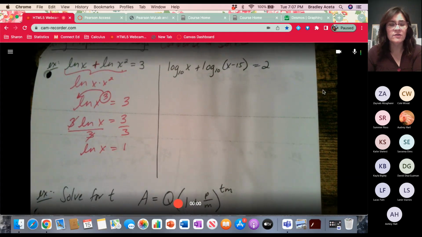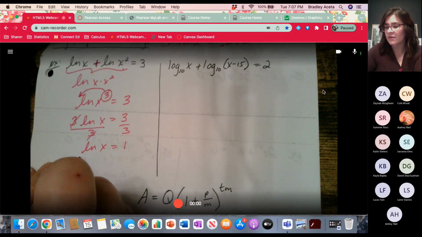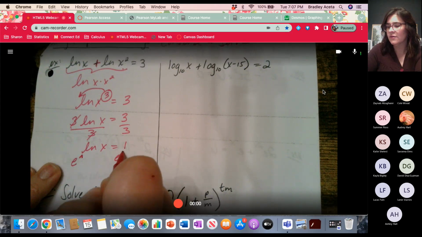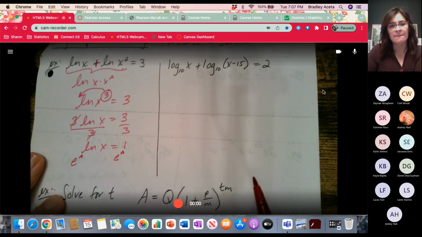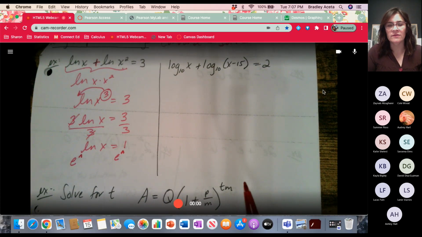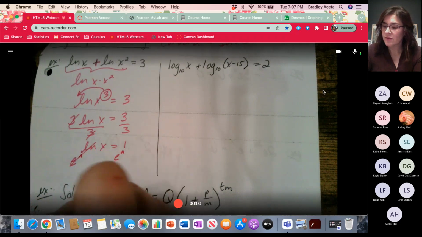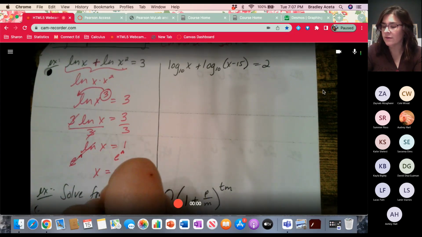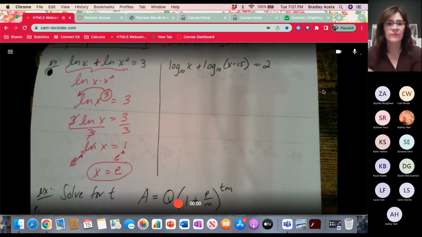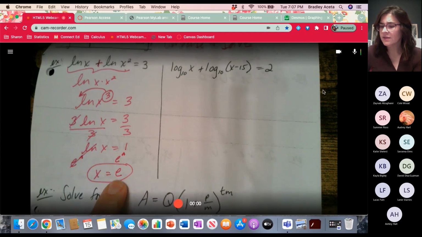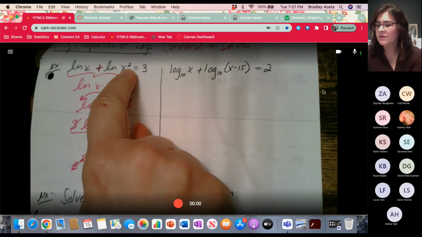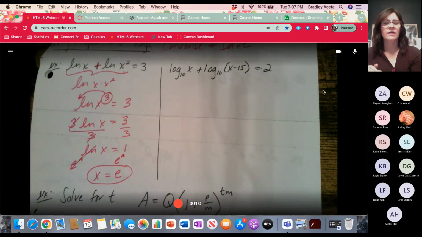Now, how do I undo an ln? I e it. What does that mean? I take this side and raise it to an e. I take this side and raise it to an e. To undo an ln, you e it. Okay? And then this will cancel, and you'll be left with x equals e to the 1, or just e. And again, you just want to check to see that this won't make it 0 here. Nope, e squared is good. And an e there, that won't make it either. Okay? So pretty simple.